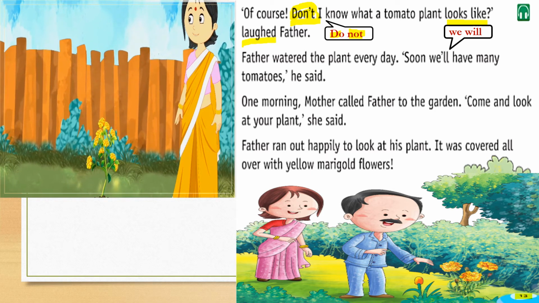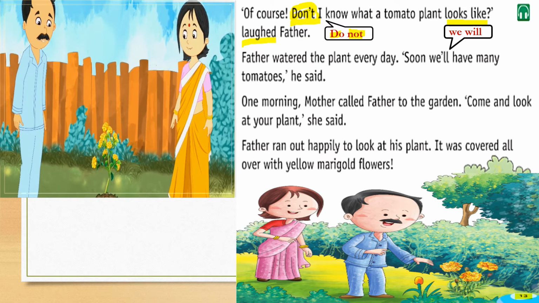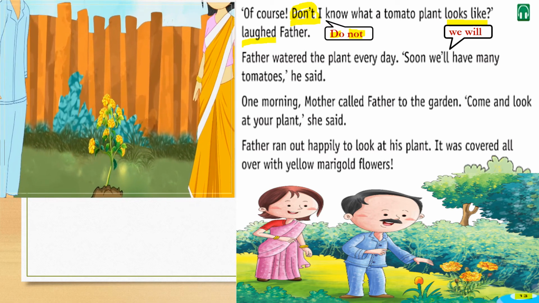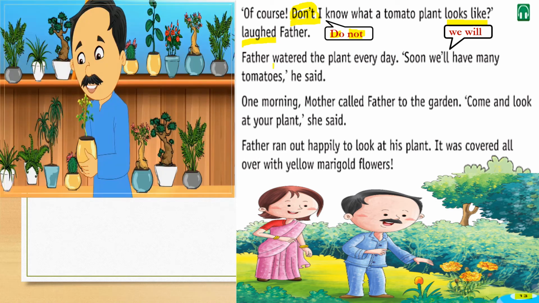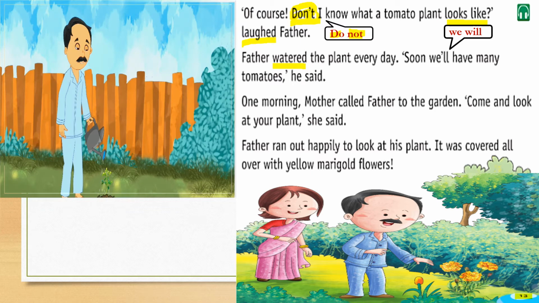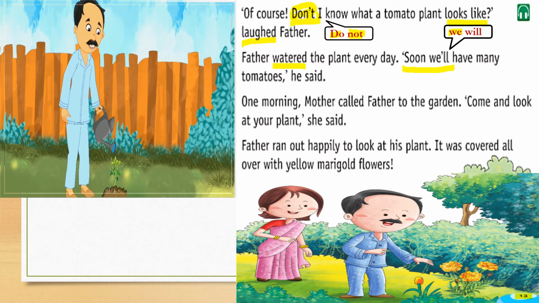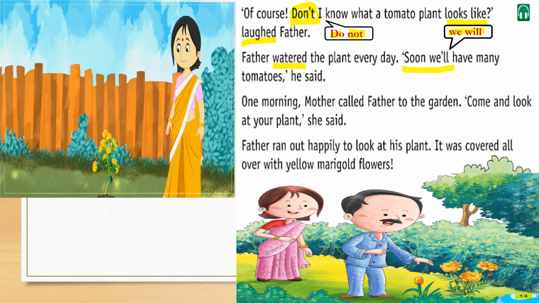And Father watered the plant every day. "Soon we will have many tomatoes," he said. Father was very excited to get tomatoes from that plant, so he used to give water to it. Then, one morning, Mother called Father to the garden. "Come and look at your plant," she said.